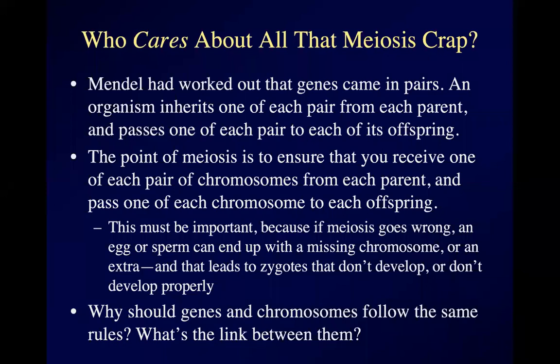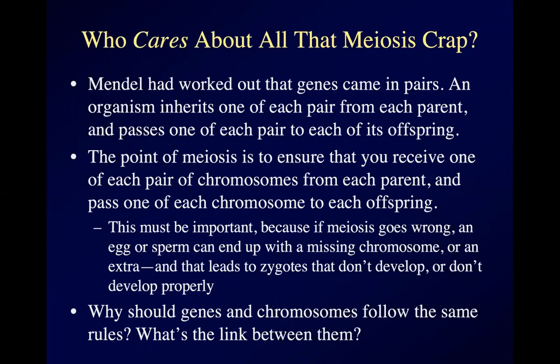You have pairs. Each one of your chromosomes comes in pairs. So you've got 46 chromosomes, which can be arranged in 23 pairs. You got one of each pair from each of your parents. And if you have kids, you'll pass on one of each pair to each of your kids. And we know that if meiosis goes wrong, you can end up with an egg or sperm that either has a missing chromosome or an extra chromosome in a pair. And that leads to fertilized eggs or zygotes that either don't develop or they don't develop as they should.